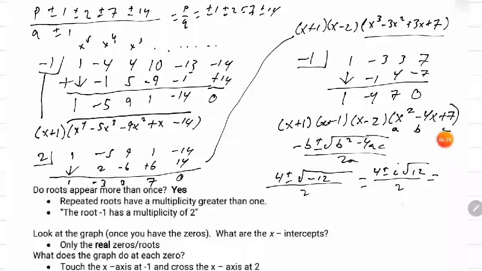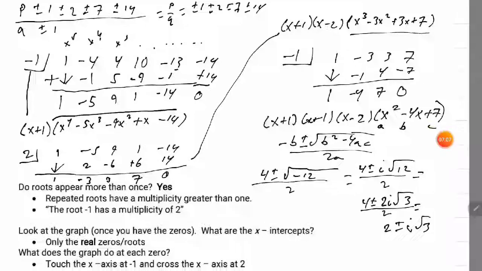to 4 plus or minus 2i root 3. So that's the square root of 4 times the square root of 3. So the square root of 4 becomes 2. And then we got i root 3. And of course we still have the 2 on the bottom. And then we reduce to get 2 plus or minus i root 3. Divided both numbers by 2.